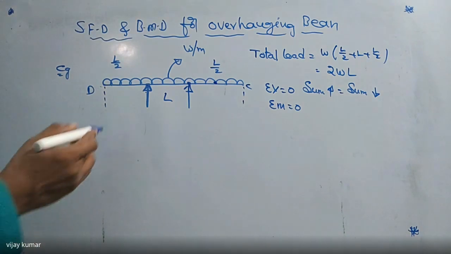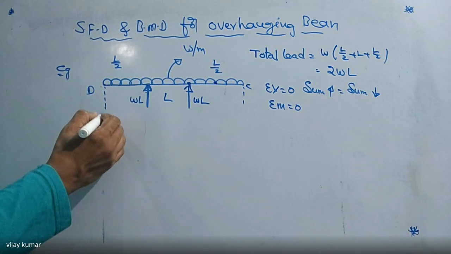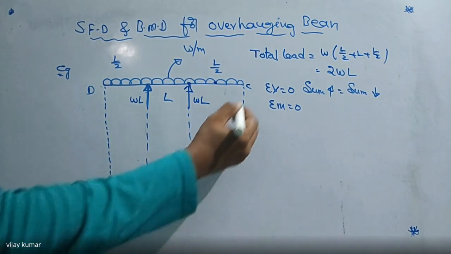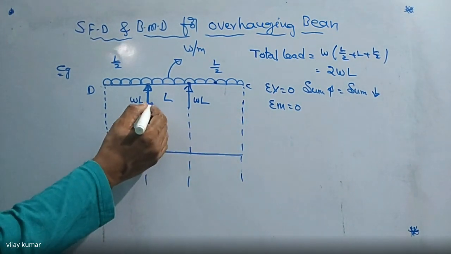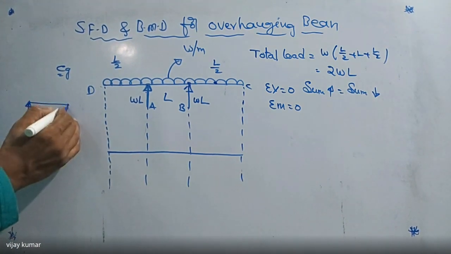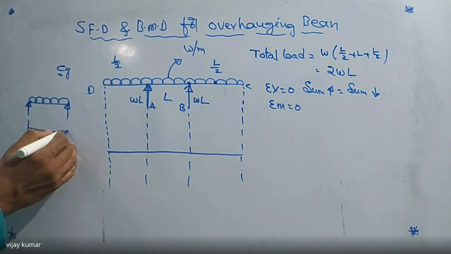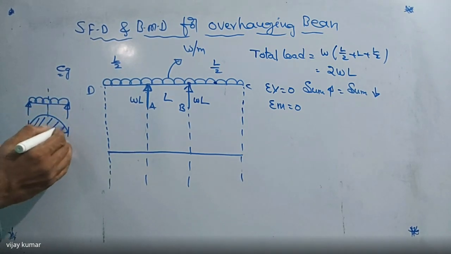Now, how to draw the bending moment diagram? This one is WL, this one is also WL. I have already told you. Between the points A and B, it is like a simply supported beam. In the case of a simply supported beam subject to UDL, what is the bending moment diagram? The bending moment diagram is a parabola like this. Did you get my point?